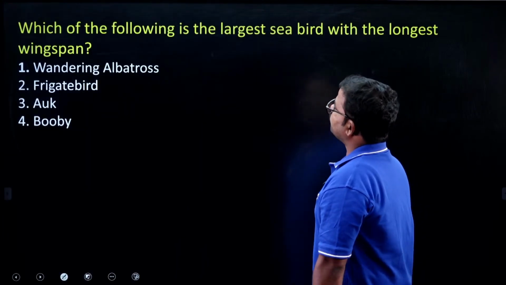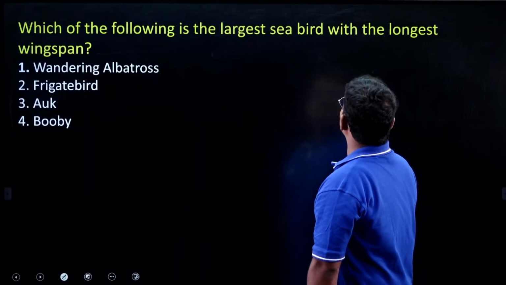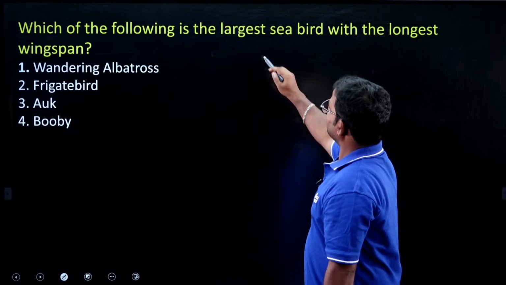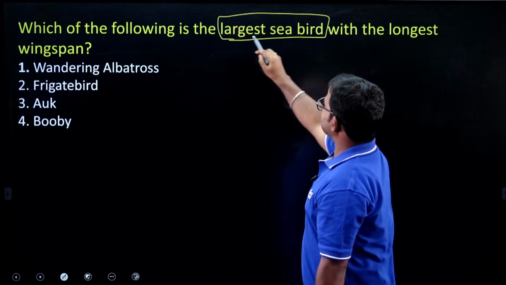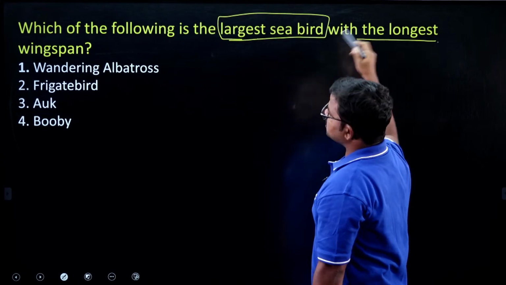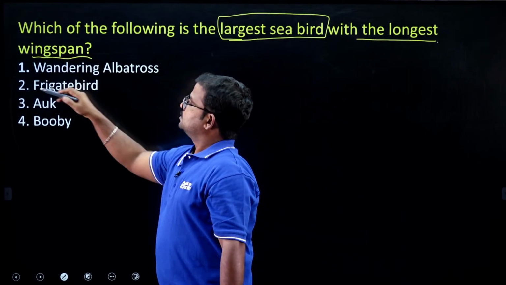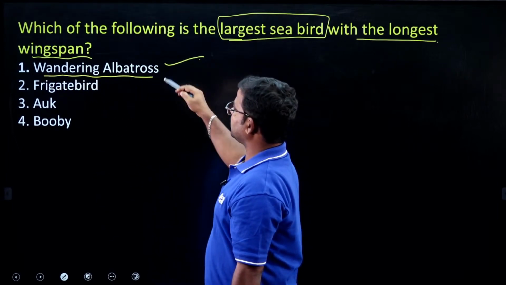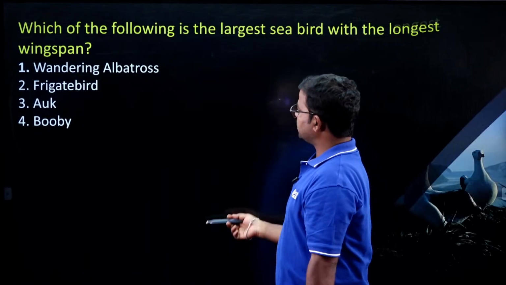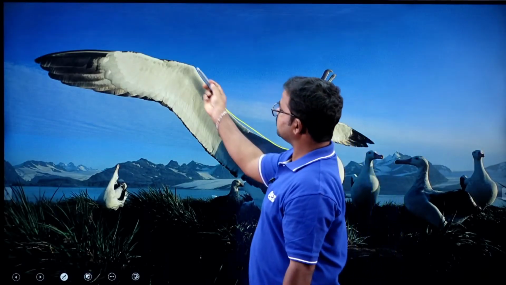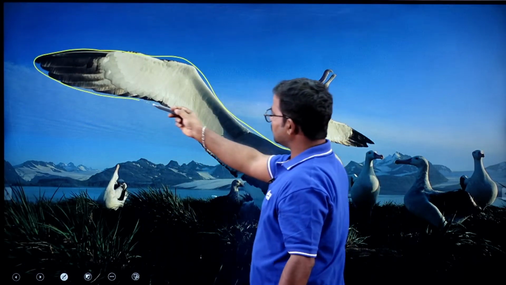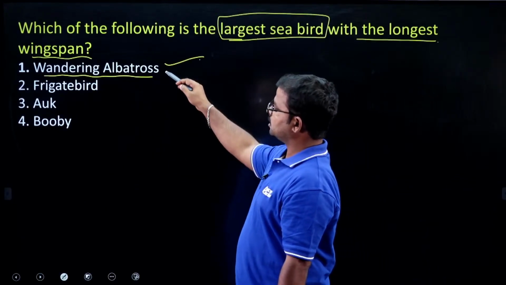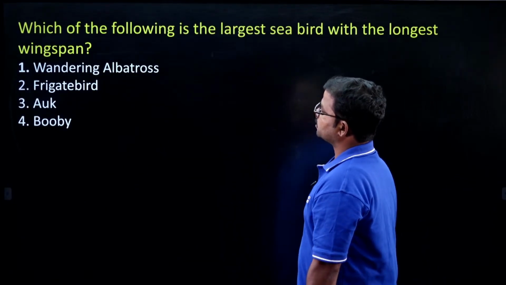Next one. Which of the following is the largest seabird with the longest wingspan? Option 1 is the right answer. Why? Because the name of the bird is the wandering albatross. Here it is, the wandering albatross. If you consider the wandering albatross, its wings are very lengthy. That's why option 1 is the correct option here. Okay, next one.